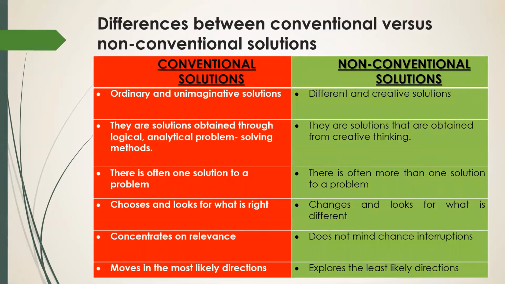Whilst we are on solutions, let's have a look at the difference between conventional versus non-conventional solutions. Conventional solutions are solutions that are a result of routine thinking, and they are ordinary and unimaginative solutions. They are obtained through logical, analytical, problem-solving methods. There is often one solution to a problem. It chooses and looks for what is right. It concentrates on relevance, and it moves in the most likely direction.